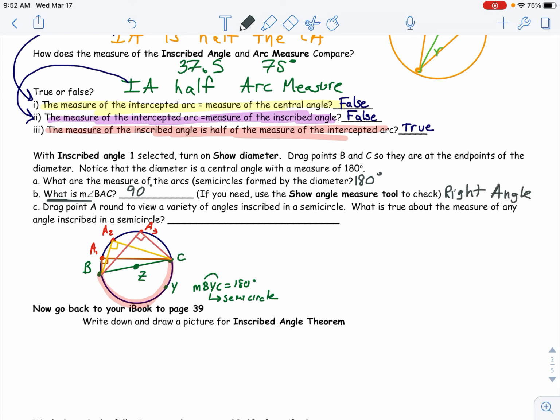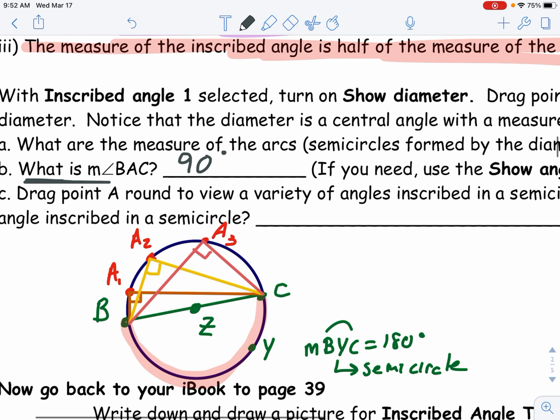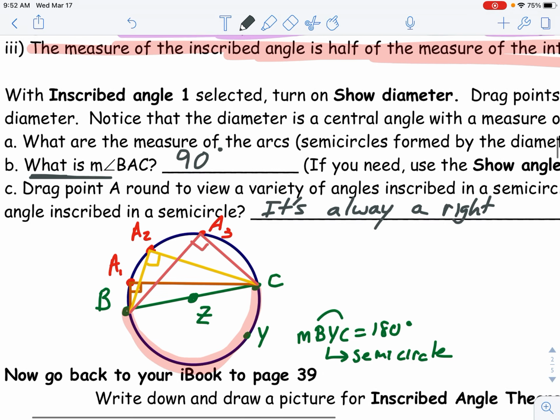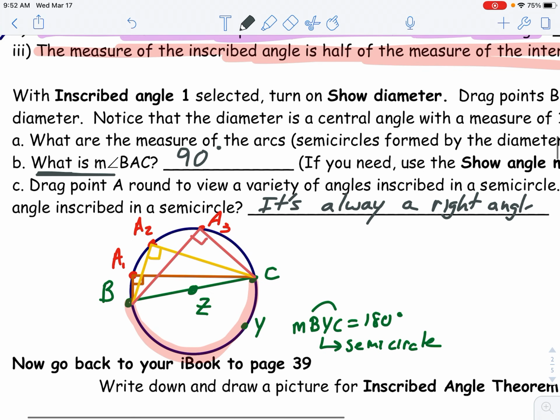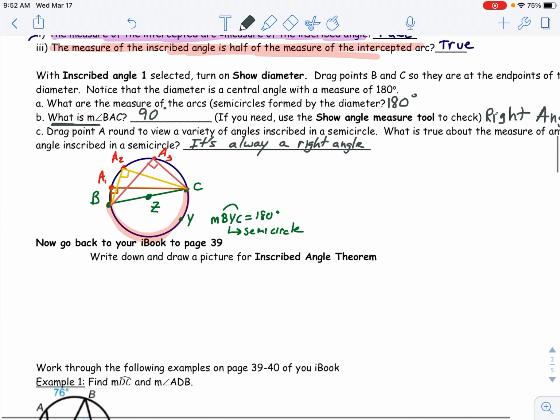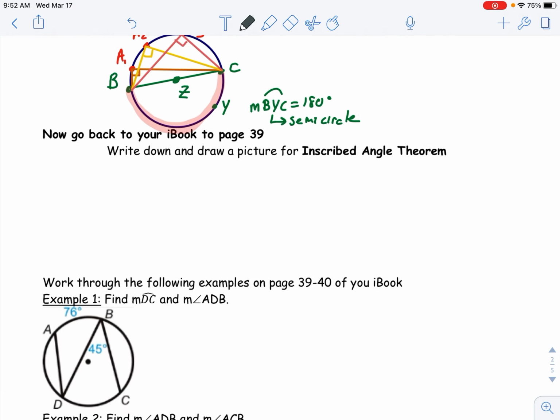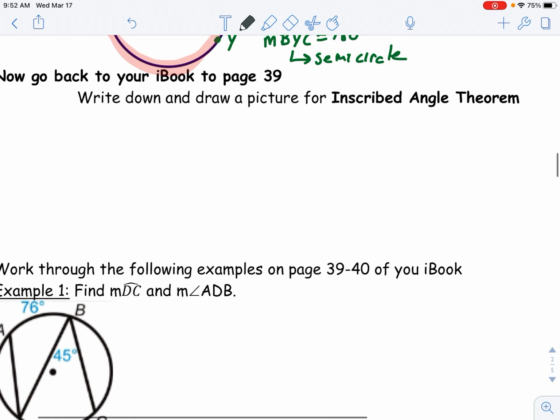All right, so if we dragged point A around and made an infinite amount, what's true about any angle inscribed in a semicircle? It's always a right angle. And that's just a cool, sweet, fun fact. And then we got the inscribed angle theorem that we're officially going to talk about now, right here.